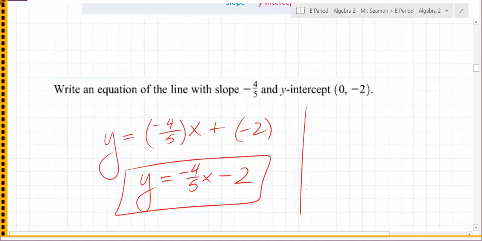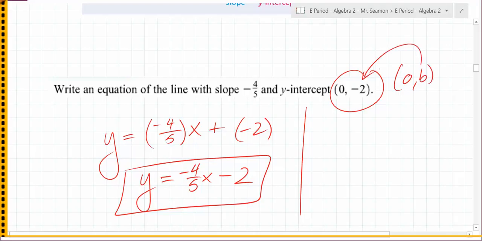So Alec, yeah. Is your b always going to be your y-intercept? Correct. If b is defined as the y-intercept, correct. So b in this case is -2. That is correct. But it has to be in that form. Y equals mx plus b.